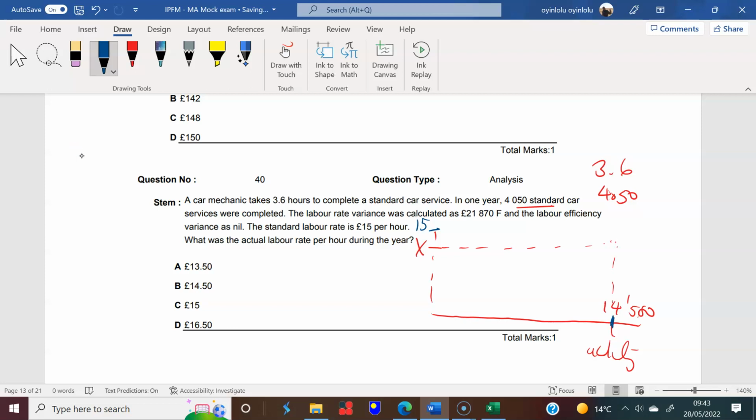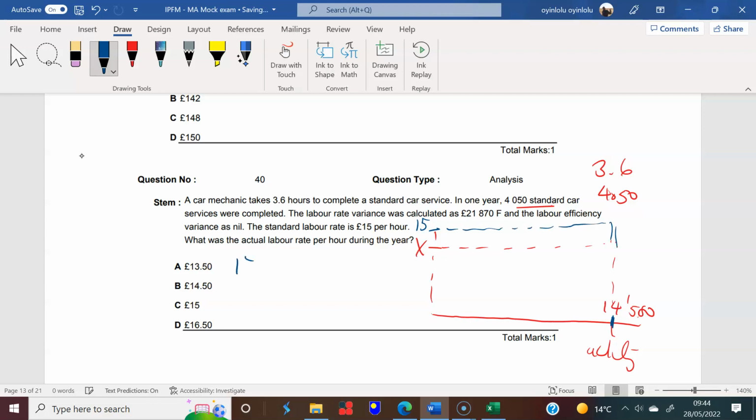If it was different, then we would have an efficiency variance. I would say, well, you did a certain number of hours versus what you should have done. It tells us they're the same. So I know that the actual hours and the standard hours to make these units are the same. But it says there's a difference. The labor rate variance is favorable, which means that what you did has cost less than what we expected.